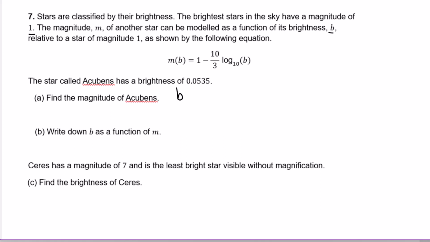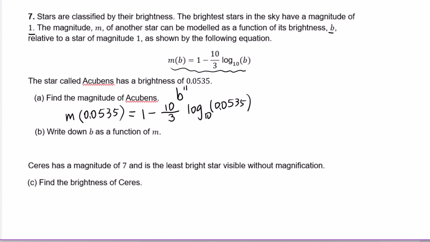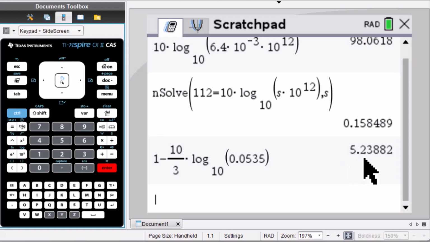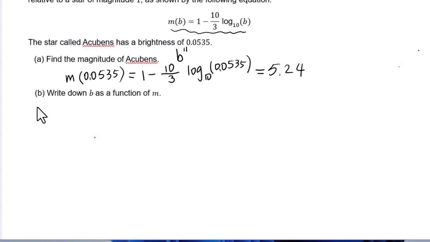Brightness means B. We plug into this function. M of 0.0535 equals, every B turned into 0.0535, 1 minus 10 over 3 log base 10 of 0.0535. Go to the calculator. 5.24.